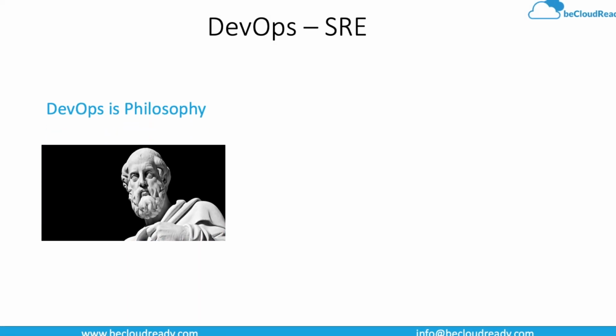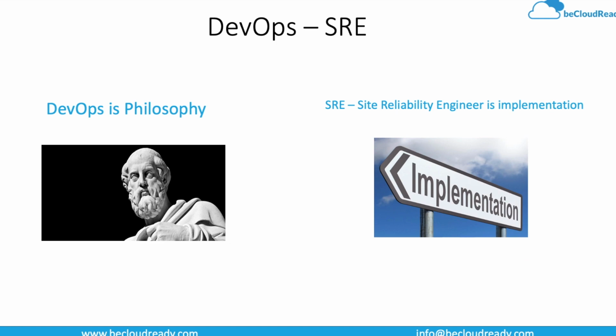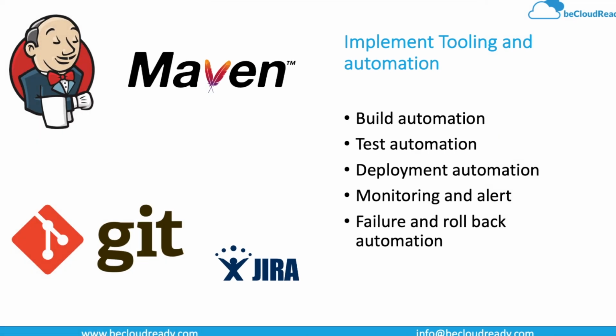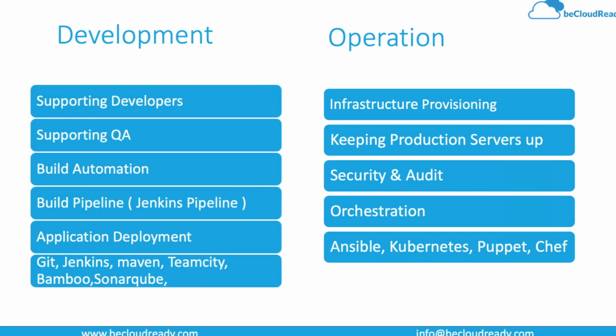If DevOps is a philosophy, I would say SRE is an implementation of it. The most popular tools in the market for DevOps tooling are Maven, Git, Jenkins, and Jira. So: build automation, test automation, deployment automation, monitoring, alert, failure, and rollback. These are the most common tools and common job responsibilities done by DevOps people.